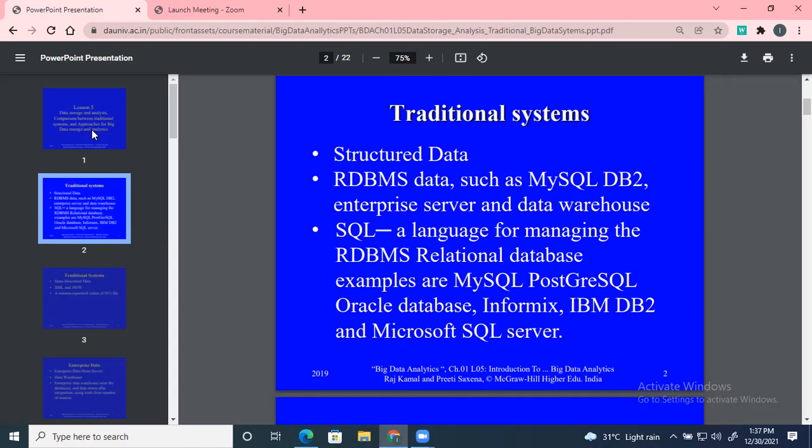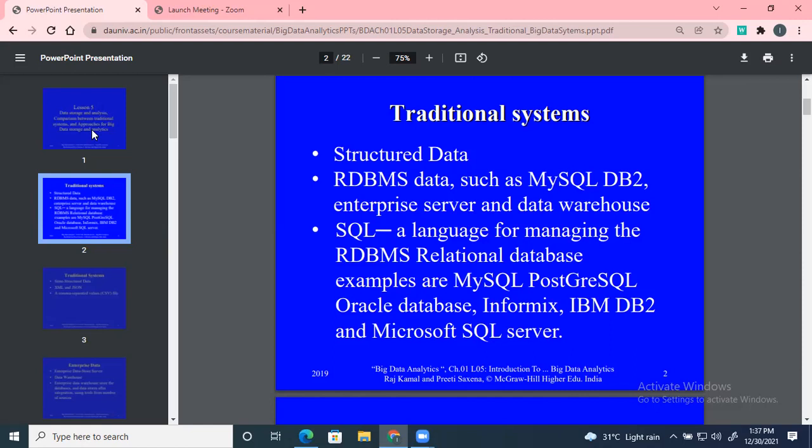For example, RDBMS data, such as the MySQL database, enterprise server and data warehousing methods. SQL is a language for managing the RDBMS relational database. Examples: MySQL, PostgreSQL, Oracle database, Informix, IBM, and Microsoft SQL servers. These are the traditional systems we follow.